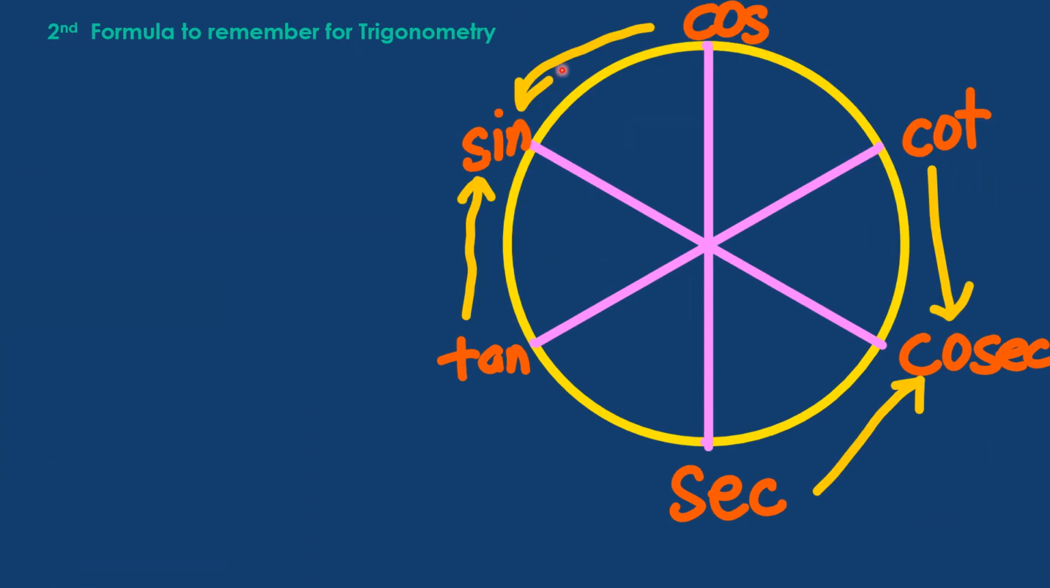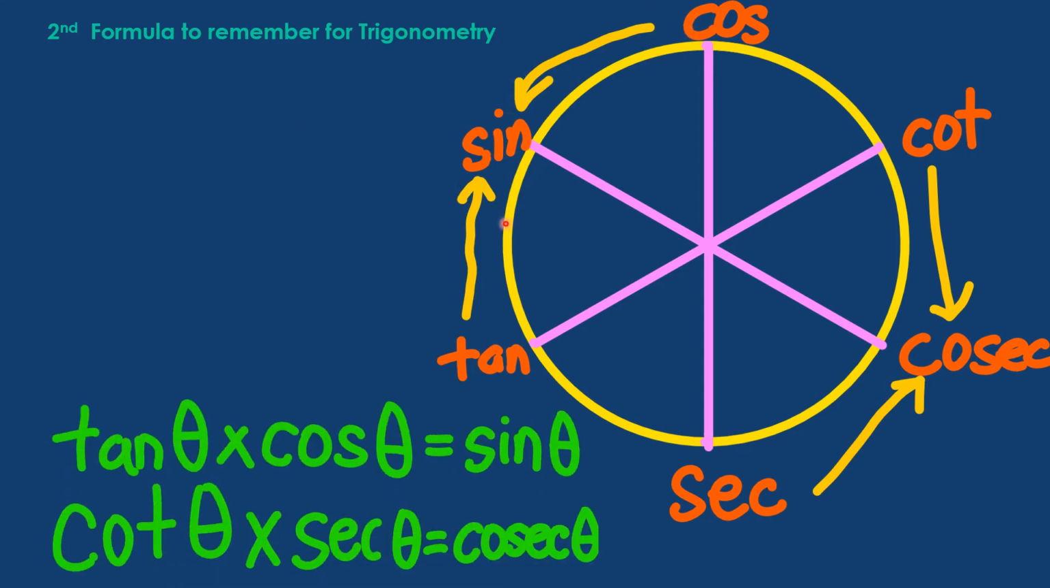The second formula you should know is to multiply across. So tan theta and sine theta. You pick 3 values anywhere you want around the circle, and you should point to 2 values such that one value is in between. So for this case, it will be sine theta, which is in between tan theta and cos theta. So this will be the middle, and tan theta times cos theta is equal to sine theta. Then for the other case, it will be cotangent theta times secant theta, which is your cosecant.